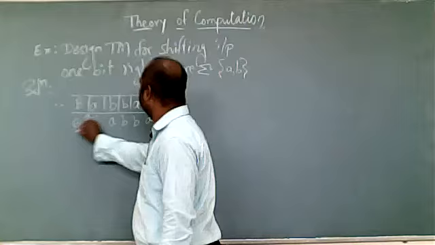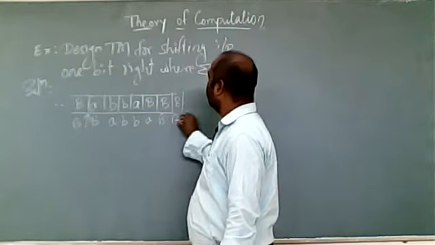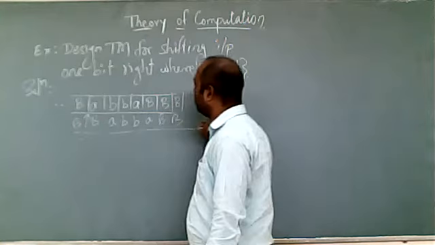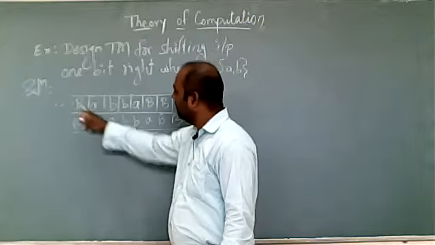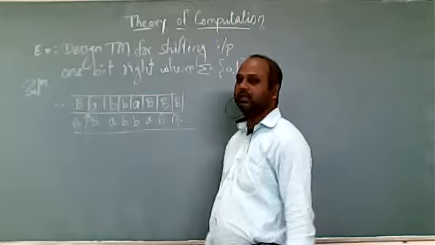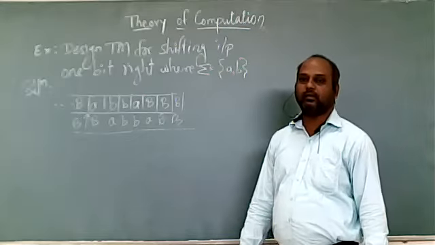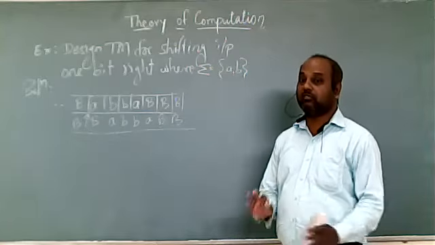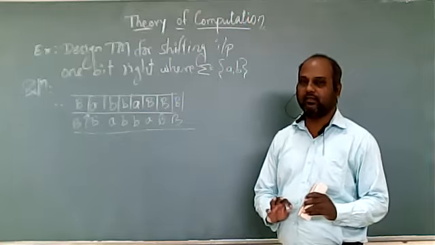So at the end, what is the output? Again, we require it like this. This will be the output tape. So this blank here, then A, B, B, A, B, like this, then blank. So this is what is expected.